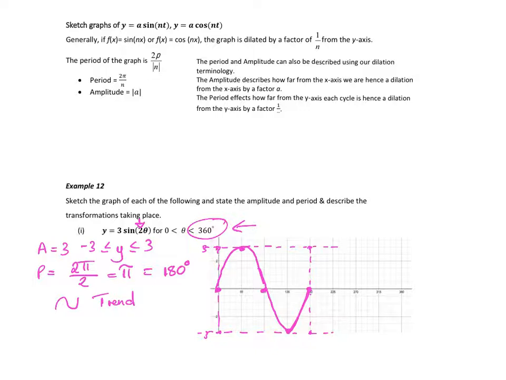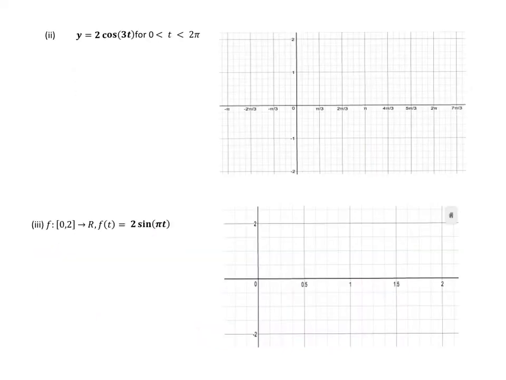So 360 is 2 lots, isn't it? So again, in the middle, up in the middle, down in the second half, and I'm just going to continue my graph. And it looks like that. So that is the graph of 3 sine theta, where theta is between 0 and 360 degrees.